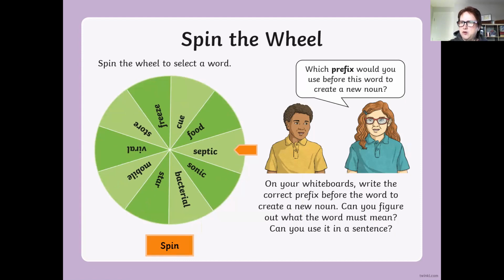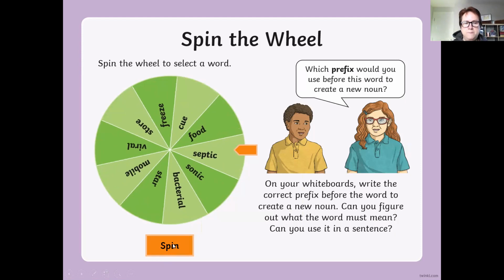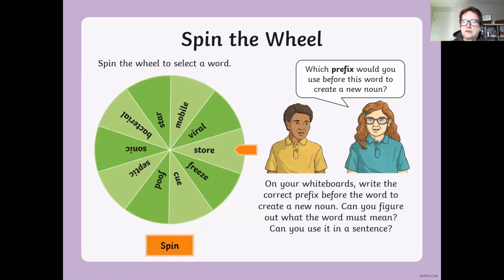Septic. Is it superseptic, antiseptic, autoseptic? Sometimes, again, when you put the words in front, you can hear them. So hopefully we've got antiseptic. Let's have one more spin. Store. Anti-store, auto-store, store. Oh, I'm getting tongue-tied this morning. Superstore, of course. So we could keep spinning the wheel, but I'm going to move off that for the moment.